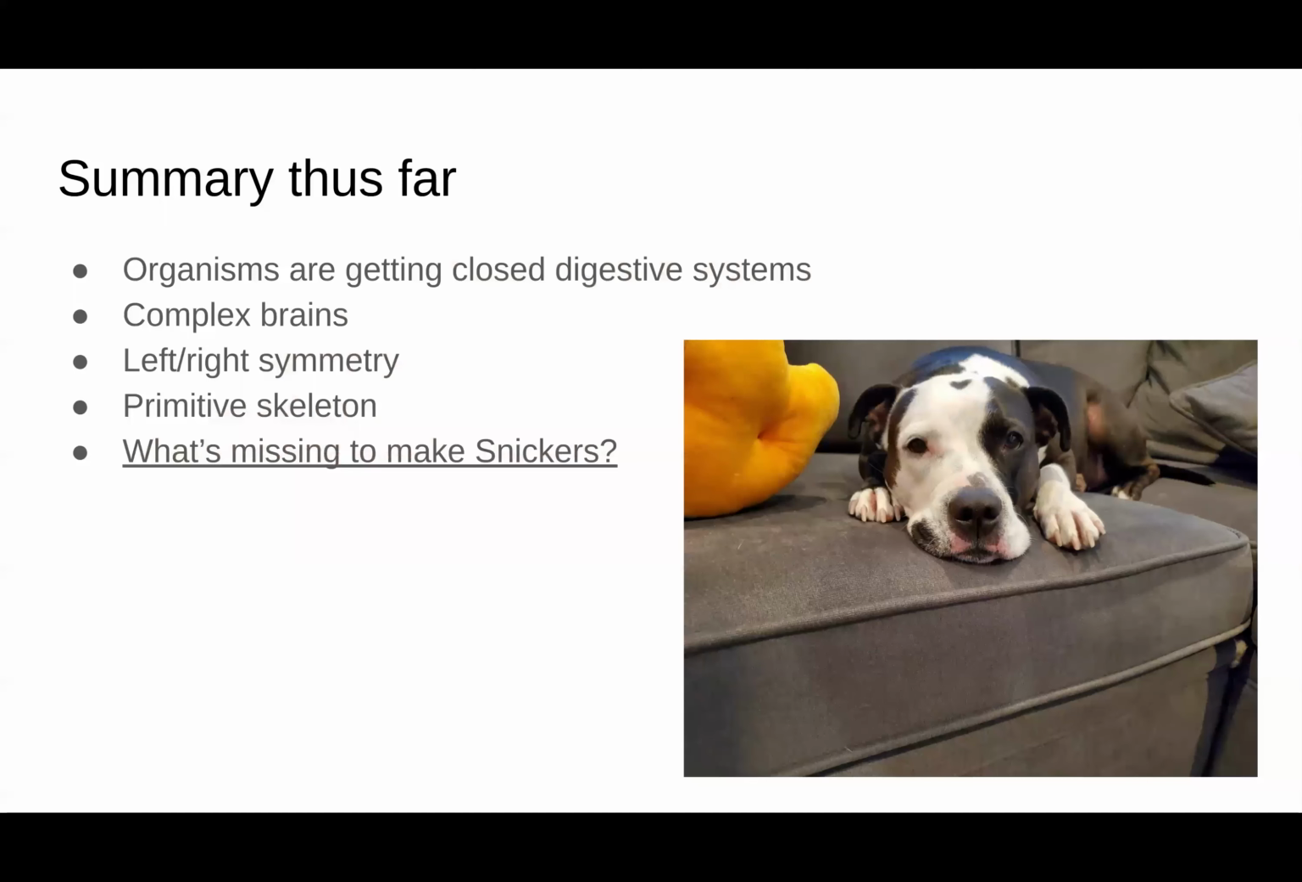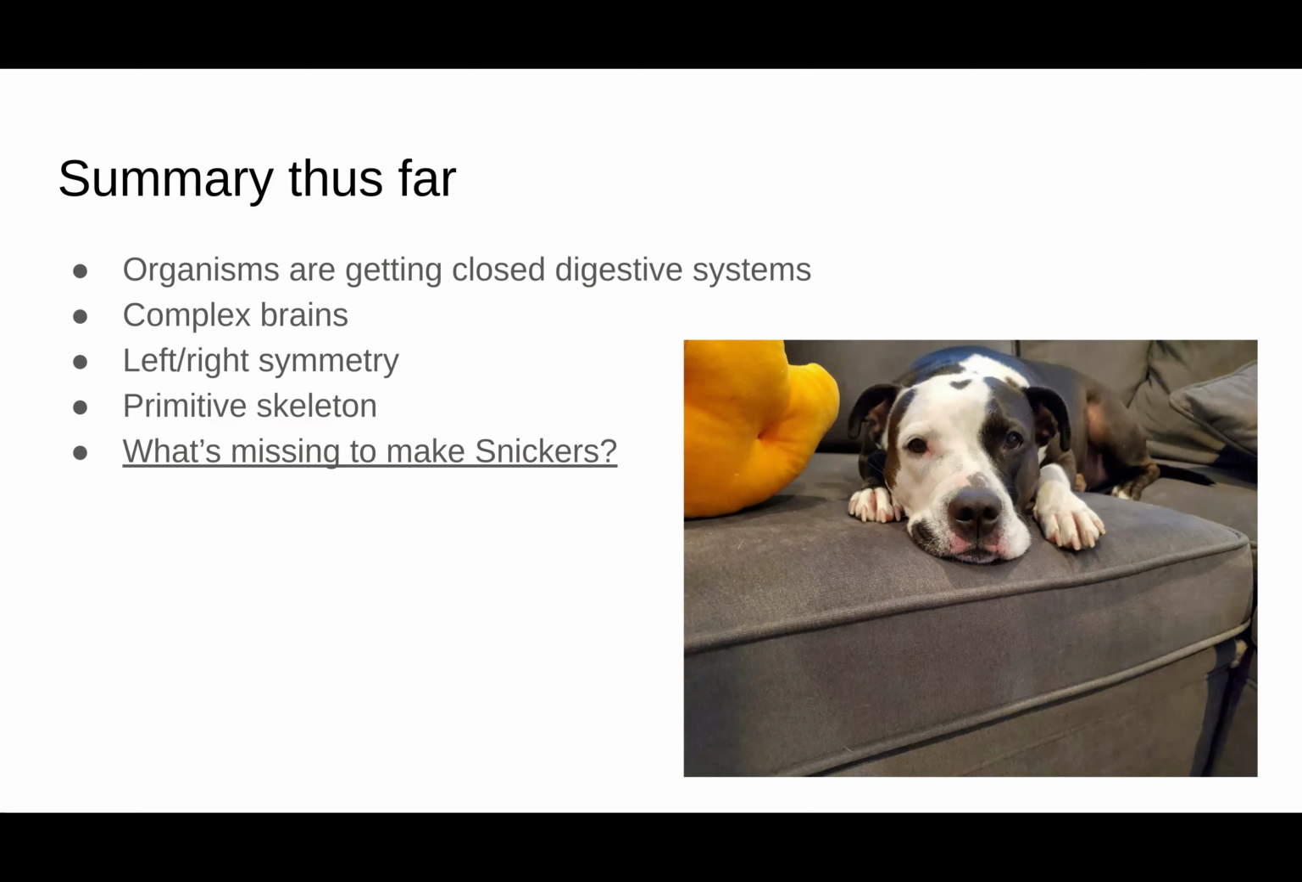So let's do a quick summary thus far. We went from just one hole to a fully closed digestive system, having a mouth and an anus. We evolved brains. We evolved left and right symmetry, which we saw in the insects and the worms. We have just a primitive skeleton. So we've evolved all these different things.